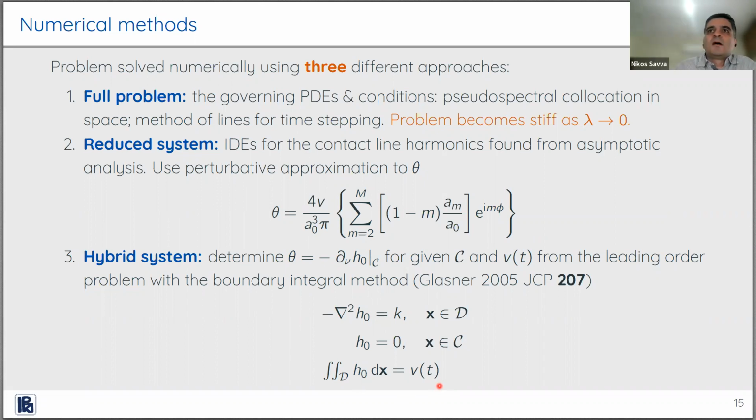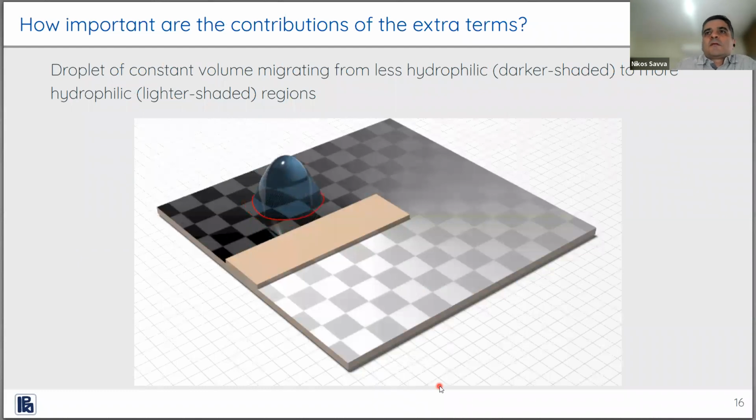Okay, so we want to assess how well these approaches perform. The first simulation here shows a droplet of constant volume, which migrates from a less hydrophilic region, which is the darker shaded region, to a more hydrophilic region, which is the lighter shaded region. So we see that the droplet moves along the corner over here, and we want to assess how well we can capture the dynamics with this work that we have done.